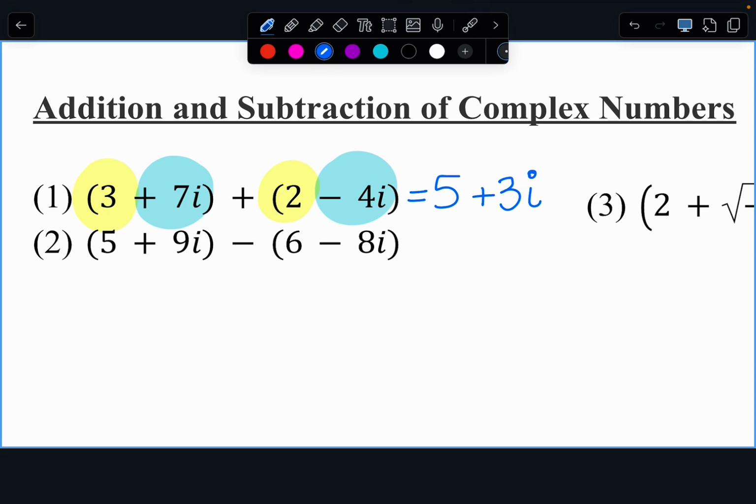Okay. So wait, can we try this one? I wouldn't recommend it, because there's a minus sign. So all I'm going to do is copy down that first part because it does not have a minus sign there. But the things that are after, I am changing those signs. This is going to be a minus 6, and that's going to be a plus 8i.